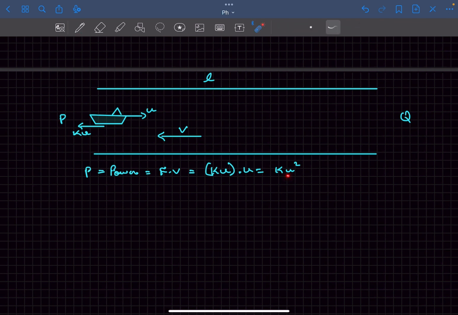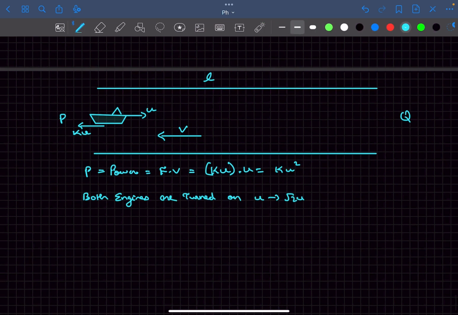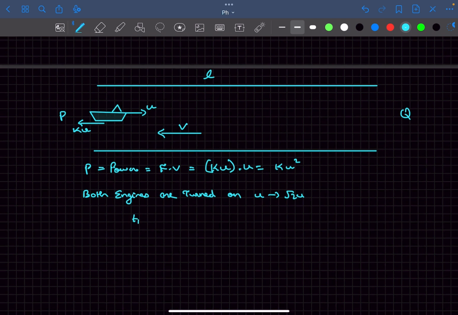Now when both of the engines are turned on at the same time, this U is going to become root 2 times. So when both the engines are turned on, the speed of the boat becomes root 2 U. So from here we can say the time T1, which was given to be 50 minutes, is the distance L divided by the speed relative to ground, which is U minus V in this case. And the time T2, which was given to be 25 minutes, is L divided by root 2U minus V.